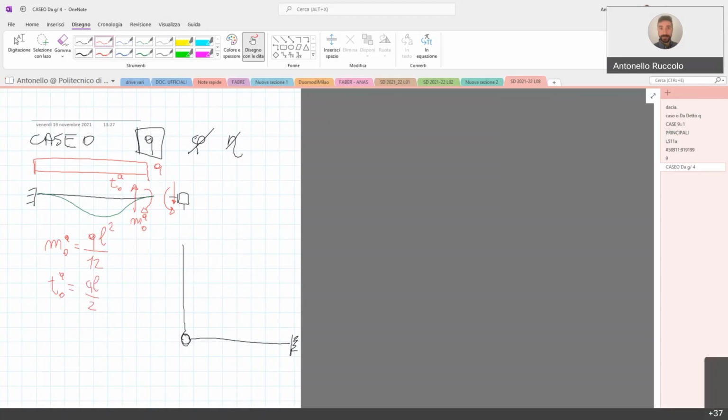Again, the shear T0A, similarly as before, is QL over 2. No, before it was different because the structure was not symmetric. But in this case, the structure is symmetric because the beam is clamped both in this end and in this end. And so the load is similarly applied on the right-hand side and on the left-hand side.